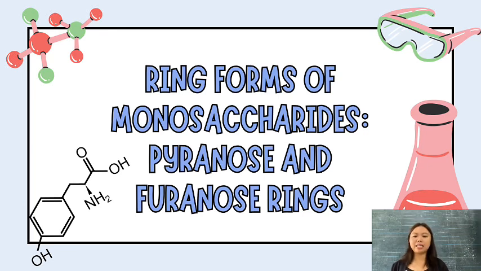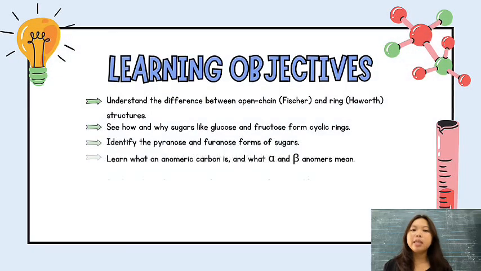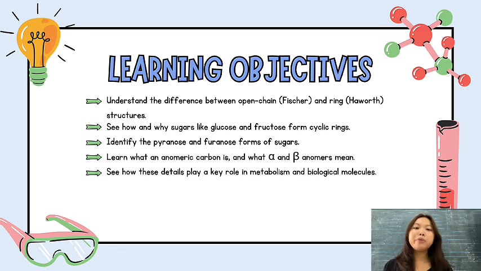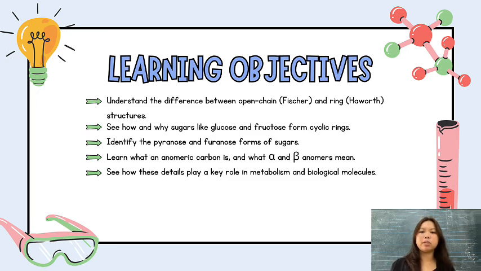By the end of this lesson, you'll be able to understand the difference between open chain and ring structures, see why sugars like glucose and fructose form cyclic rings, identify the pyranose and furanose forms of sugars, learn what an anomeric carbon is and what alpha and beta anomers mean, and see how these details play a key role in metabolism and biological molecules. So if you've ever struggled to understand why sugars bend and form loops, stay with me. It's simpler than you think, and by the end, you'll be able to visualize it clearly.